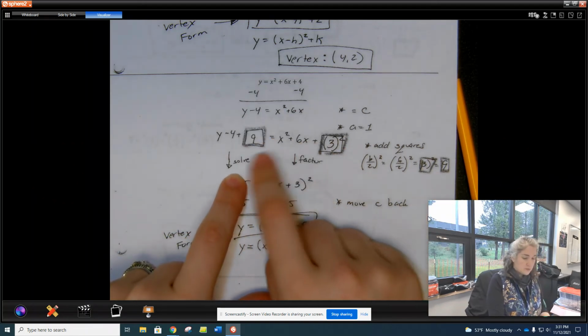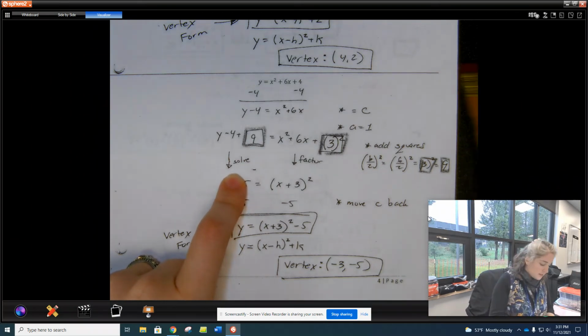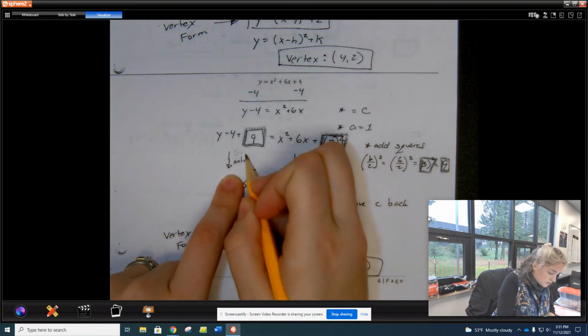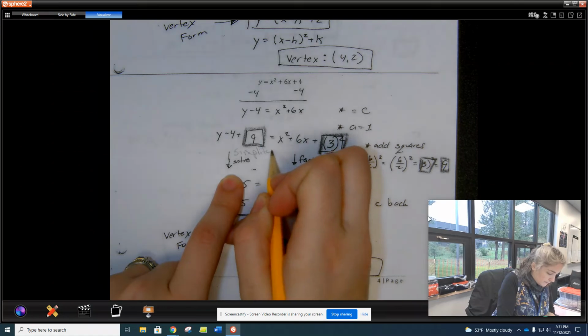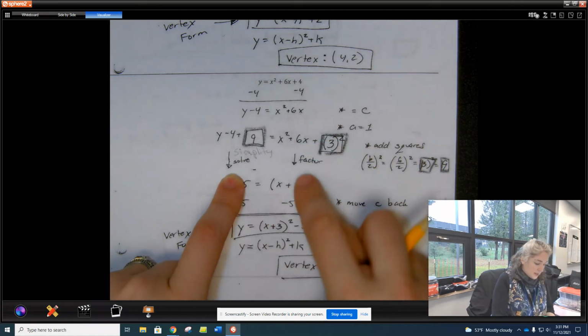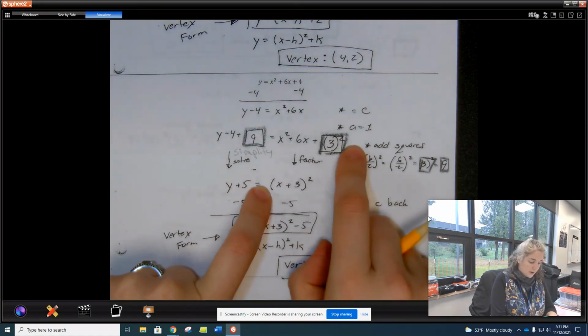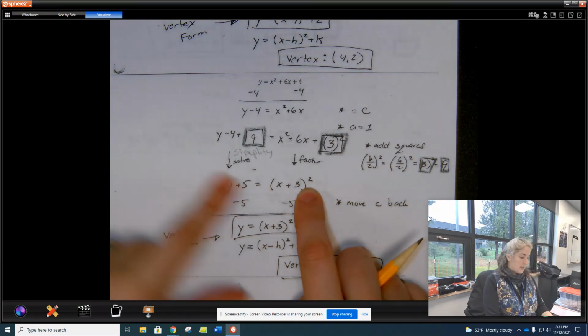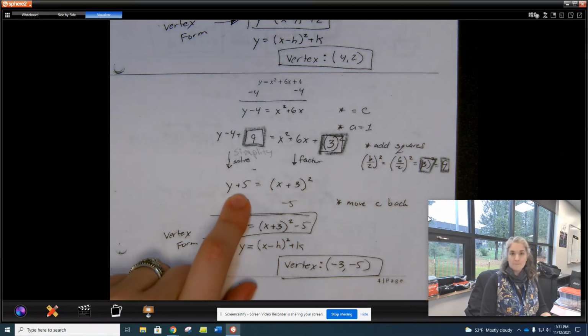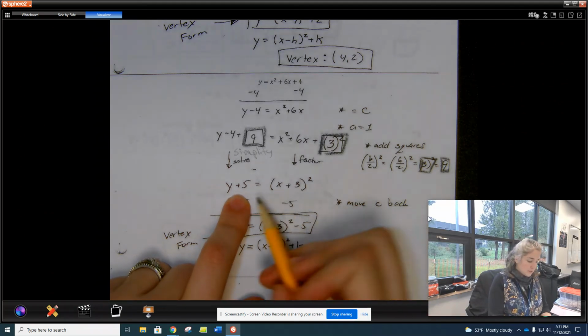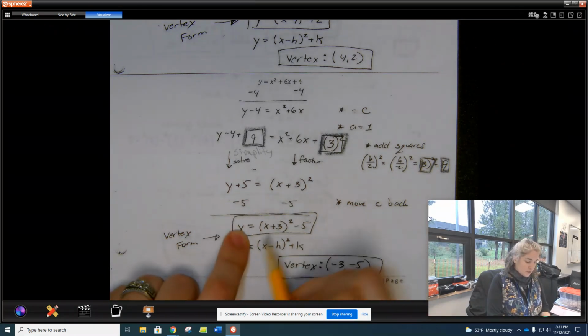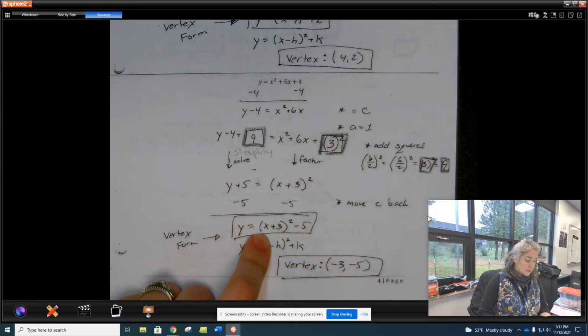We solve on one side, or simplify, as I like to say it, because you're not actually solving, you're just simplifying. And then on the other side, we need to factor. Well, if we factor this, we get x plus 3 squared, and then negative 4 plus 9 is 5. In order to graph it, we would need to move everything away from y, so we need to subtract 5. So our vertex form is x plus 3 squared minus 5.